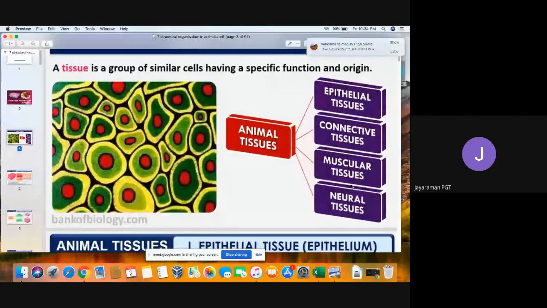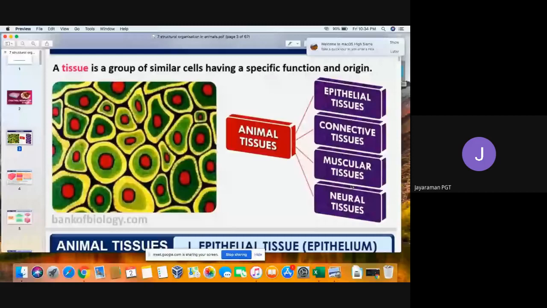Then what are connective tissues? They connect various tissues, connect various organs. For example, bone is a connective tissue. Bone connects various parts of the body: muscle to bone, bone to muscle, or organ to the body, the appendicular and axial skeleton. So it connects various organs, and that is called the connective tissues.